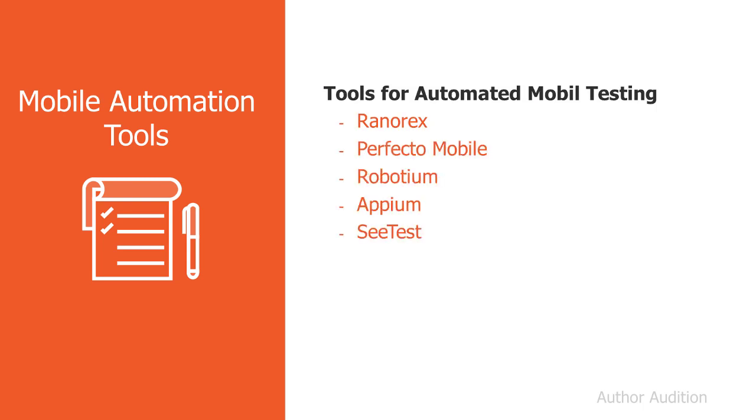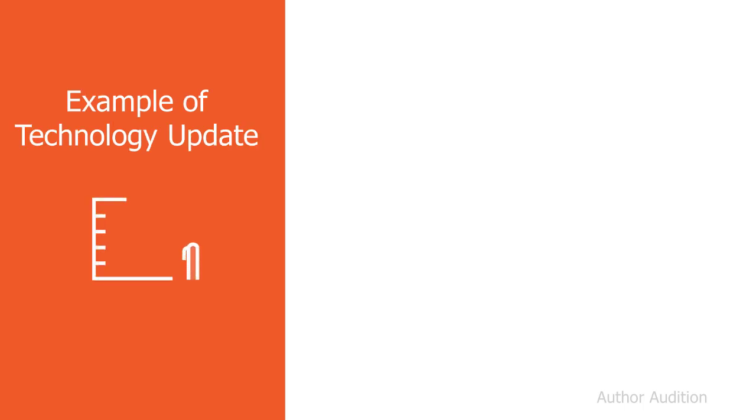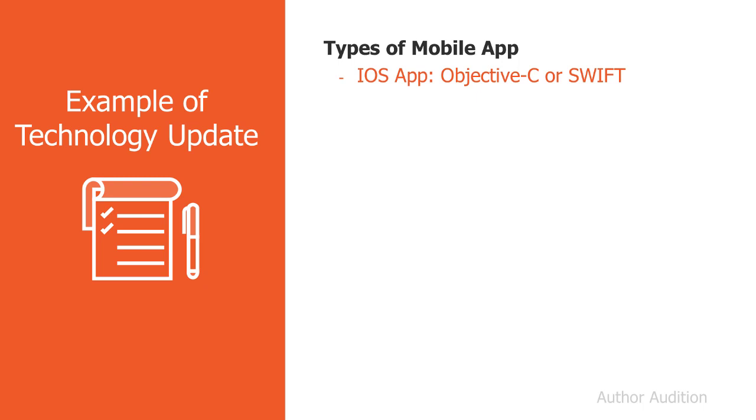And here are some of the candidates. As I have said in the beginning, let me give you the example of technology update. If you want to build the app for iOS, you need to know Objective-C, which is an old C-based language. The alternative is to learn Swift, which is a new programming language developed by Apple. If you want to build the same app for Android, you need to learn Java. And if you want to build for Windows, of course you need to know C#.